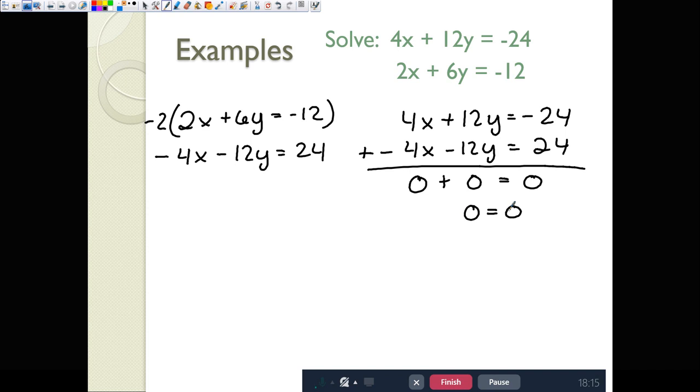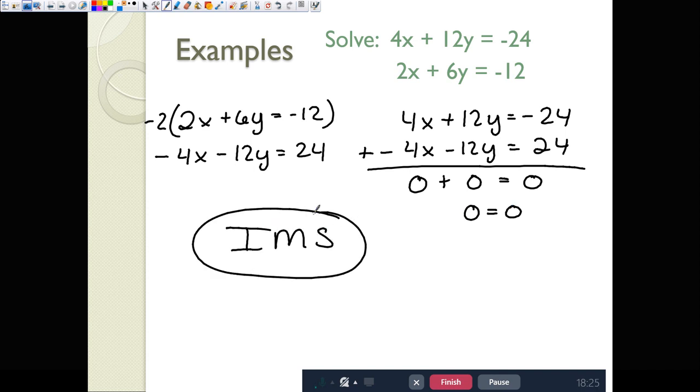So what do you think this is? All real numbers or infinitely many solutions? Or all real numbers. So that means that any ordered pair that you substitute in here would work. Technically, if we rearrange these problems, they are the same equation.